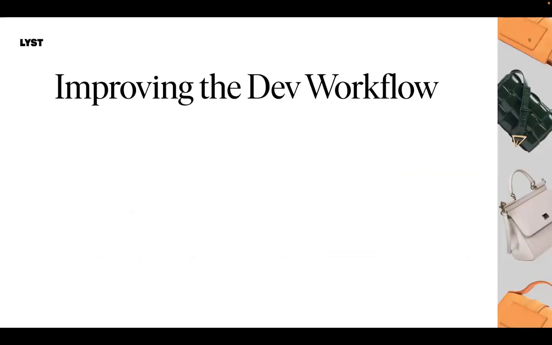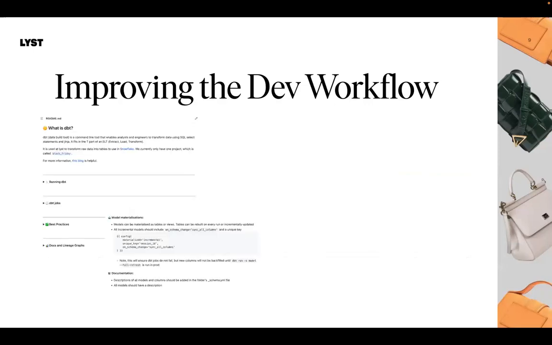The next challenge was improving our development workflow. So we wanted to create standards within analytics engineering and also improve our CI process to reduce errors in production. So the first thing we did was create a README markdown document with guidelines, which includes information about how to run DBT locally, the DBT jobs we have. It also includes things like naming conventions, testing, how to document code, etc.